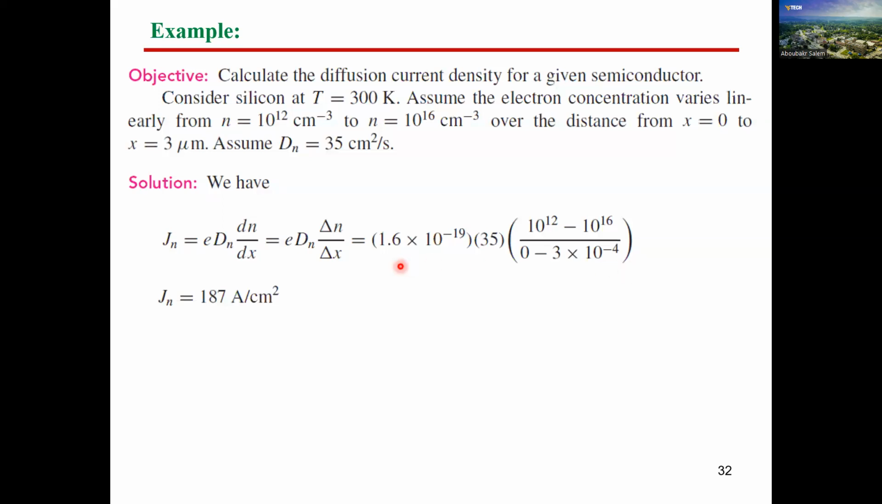If you calculate that, guys, Jn equals 187 amperes per square centimeter. So it's a very straightforward example, guys, just to show you how to calculate the current due to diffusion in any semiconductor material. So this was the part we need from these materials now.